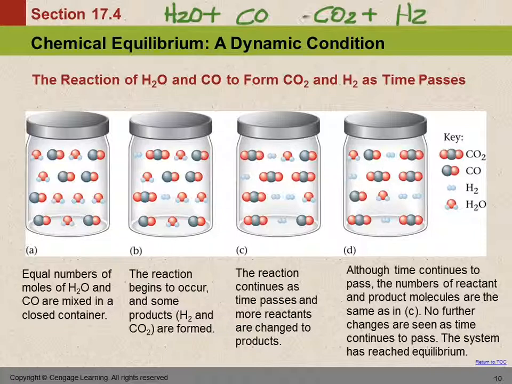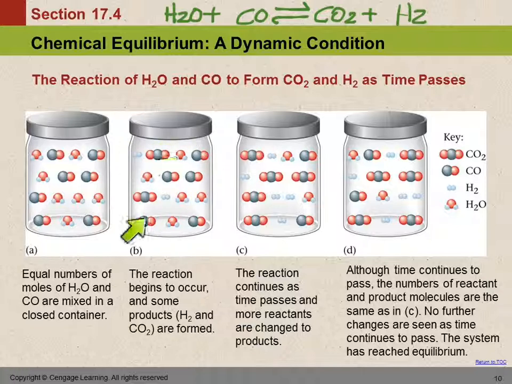This is an equilibrium, and so we usually use a double-headed arrow to show that the reaction goes in the forward direction, that water and carbon monoxide will react to form these two, but these two molecules, carbon dioxide and hydrogen, can also react to form the original reactants again. So the reaction can go in both ways.